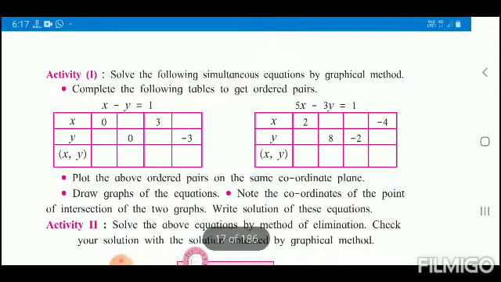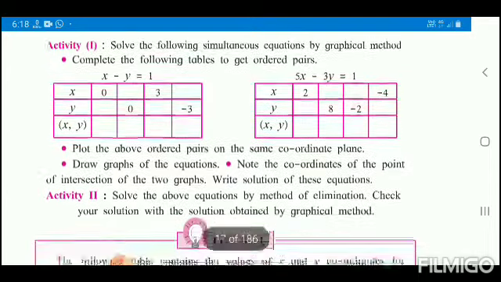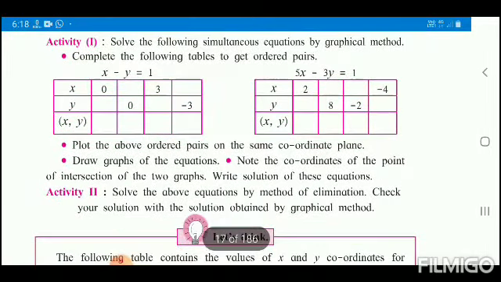Now they have given one activity here. We will see how to complete this activity. Solve the following simultaneous equations by graphical method. Before that, we have to complete the following tables to get the ordered pairs. Okay, so we will see the activity. We will write the values here.